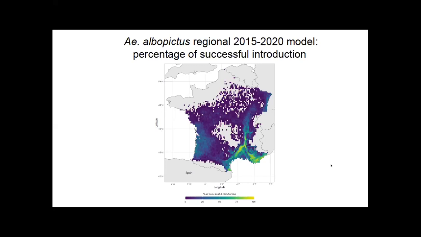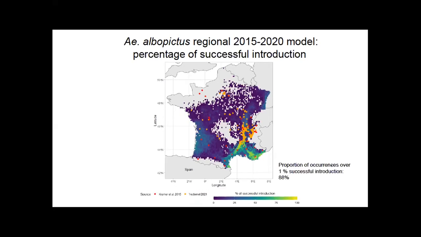And we validated this prediction considering the eggs from the ovitrap observations from Kramer 2015 and from VectorNet. In 88% of the cases of these observations, the coordinates lay in a pixel having a proportion of successful introductions higher than 1%.